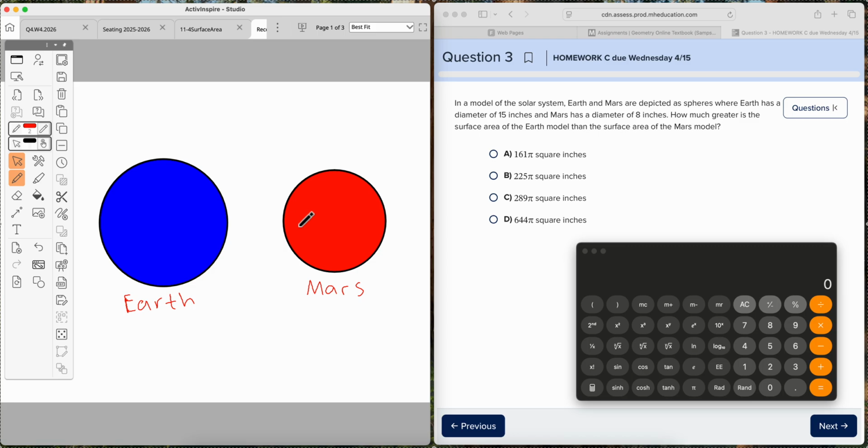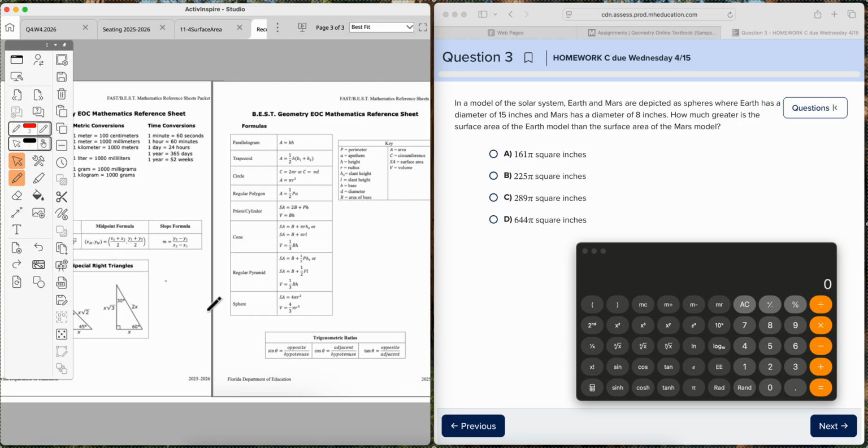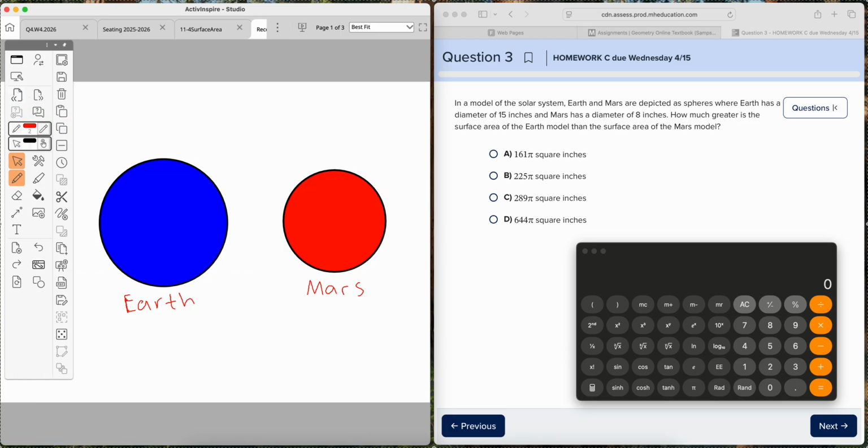So we're talking about surface area, the difference in surface area between these two models. So I need to know the formula for the surface area of a sphere, which luckily is on your reference sheet right here. The surface area of a sphere is equal to 4 times pi times radius squared. So that's pretty nice. All we need is the radius of each of these things, which is given to us in the question. It says that Earth's diameter is 15 inches.